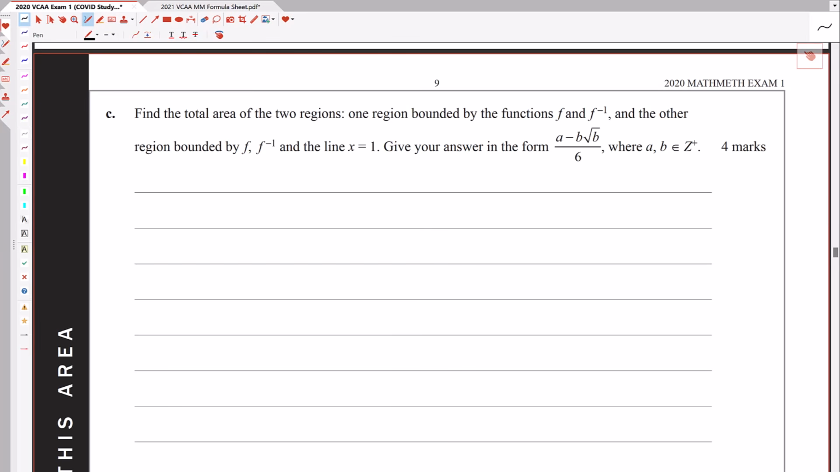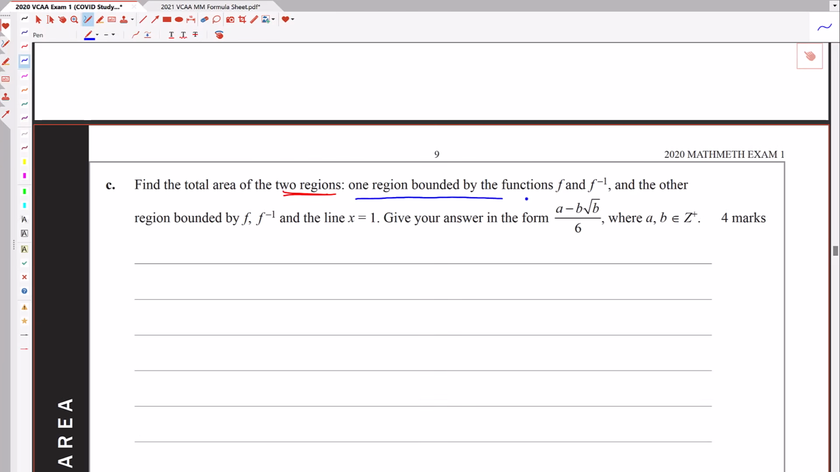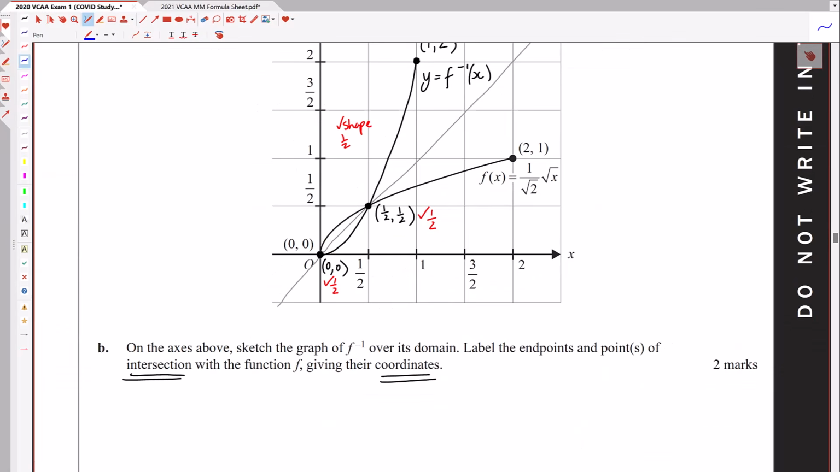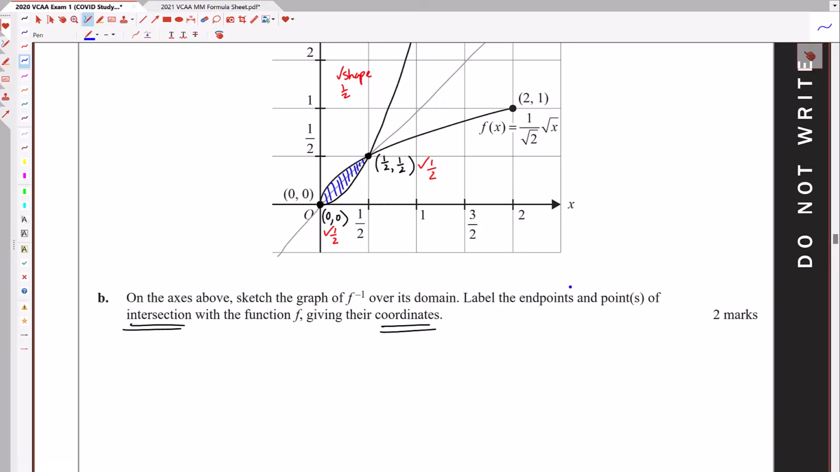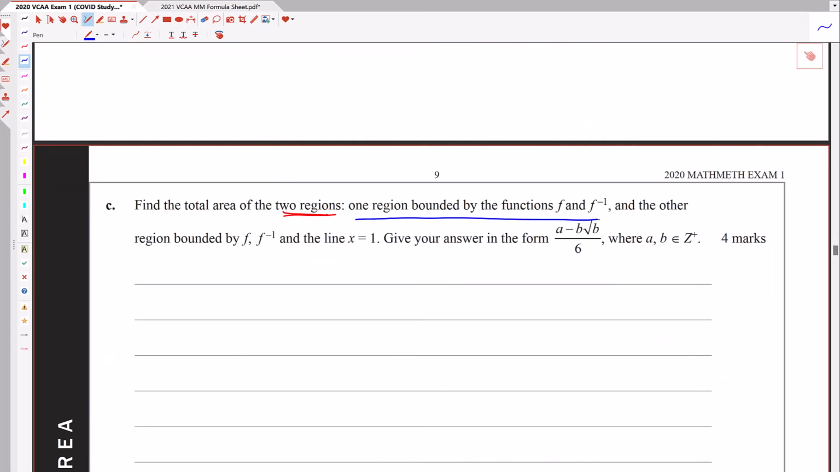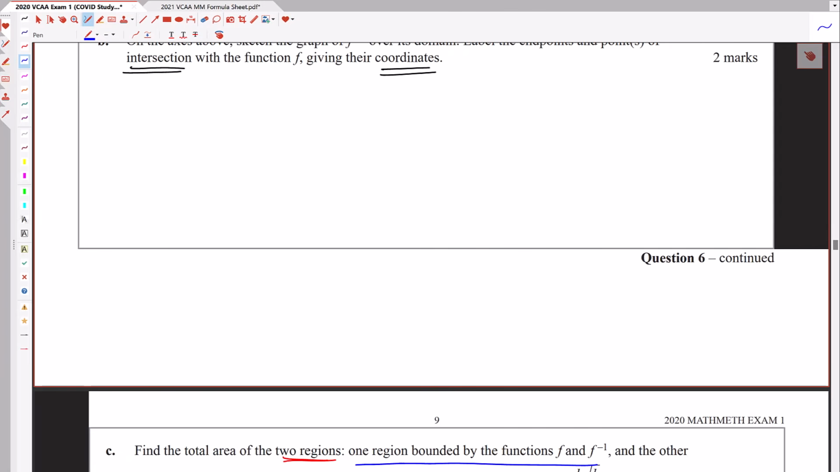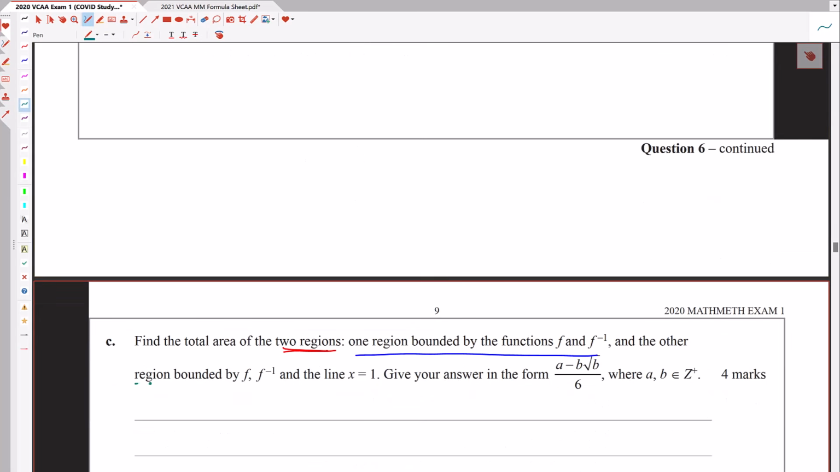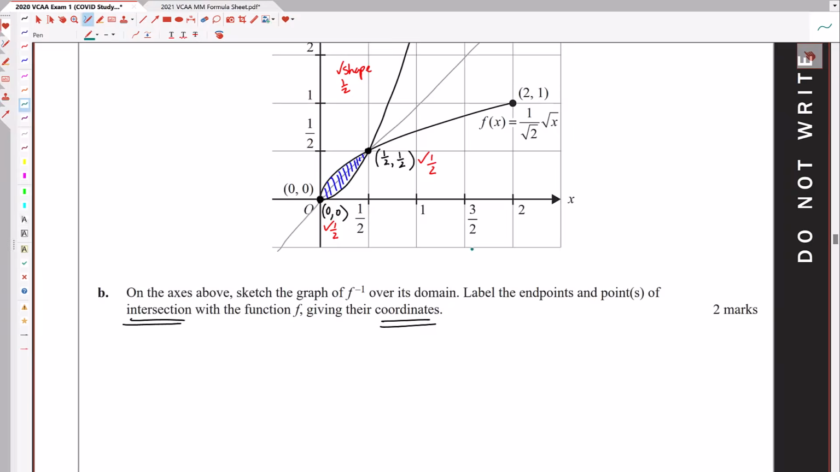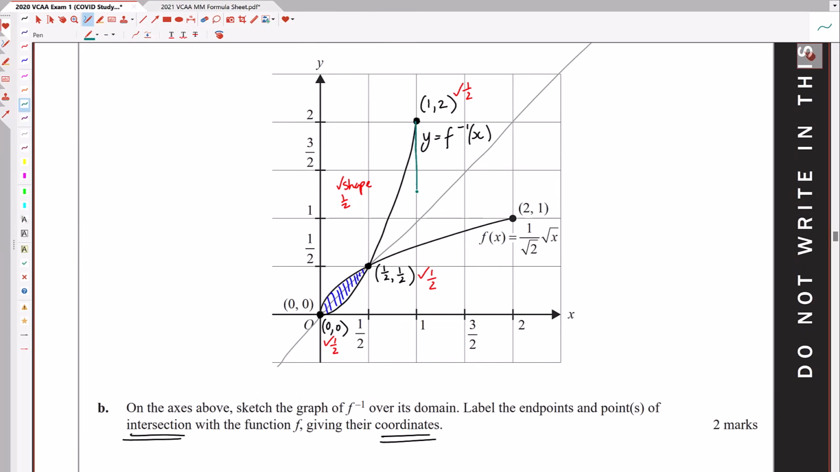Find the total area of the 2 regions. Okay, so 2 regions. One region bounded by the functions f and inverse f. The region bounded by the functions f and inverse f is fairly obvious. So my graph up here, that's going to be this. And then the other region bounded by f, inverse of f, and the line x equals 1. Okay, so let me just maybe get a different pen color here. Bounded by f, inverse of f, and the line x equals 1. Okay, so x equals 1 is this vertical line here.